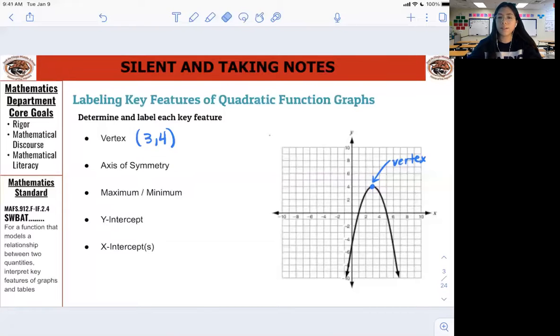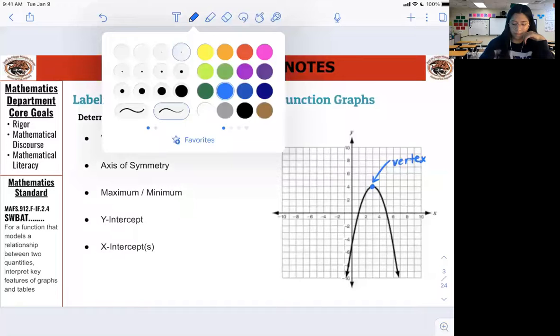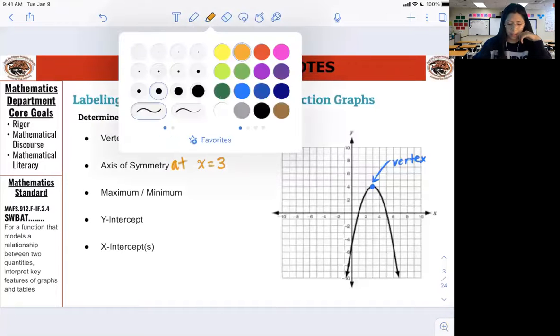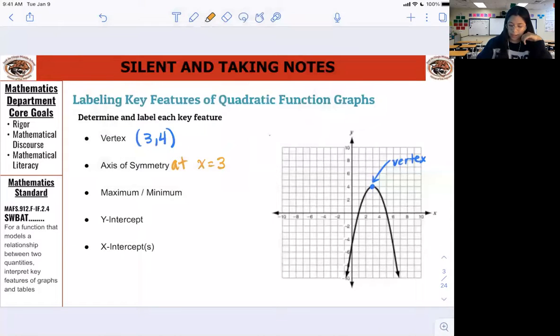All right. Karina, can you share your answer with the class, please? Where is the axis of symmetry? X equals 3. Like I kind of explained this before, but I'm going to keep explaining it till it makes sense. The axis of symmetry cuts the parabola completely in half. There's my axis of symmetry.